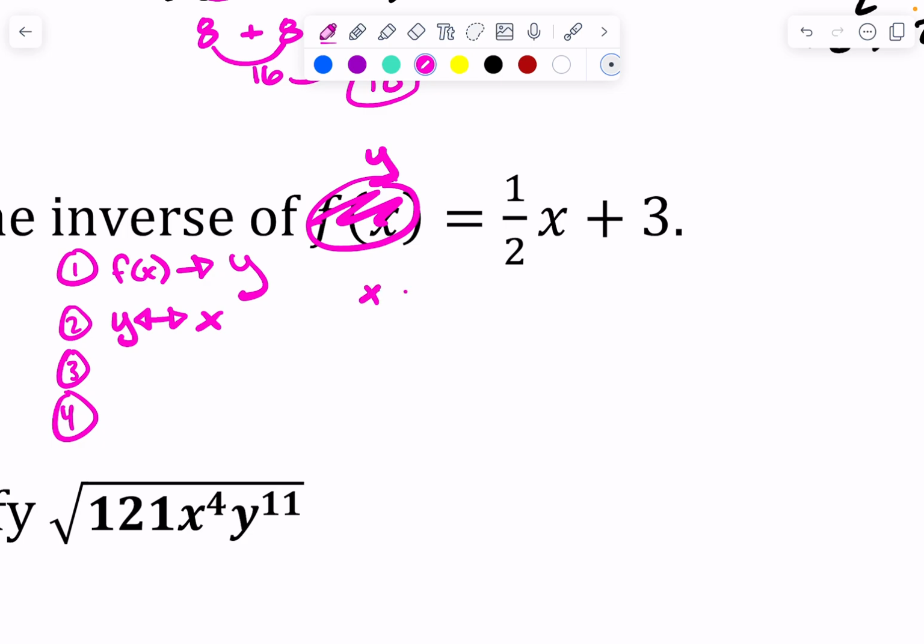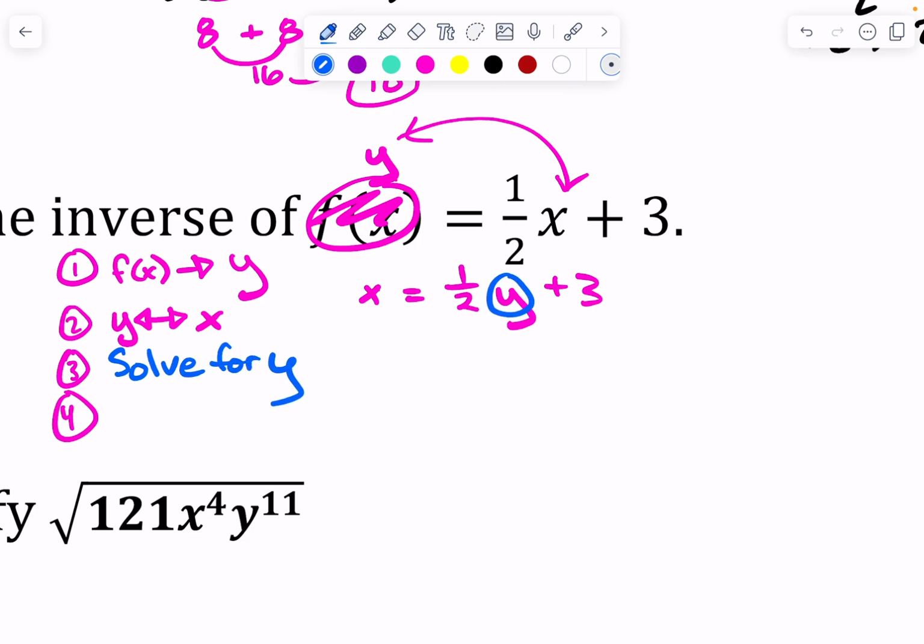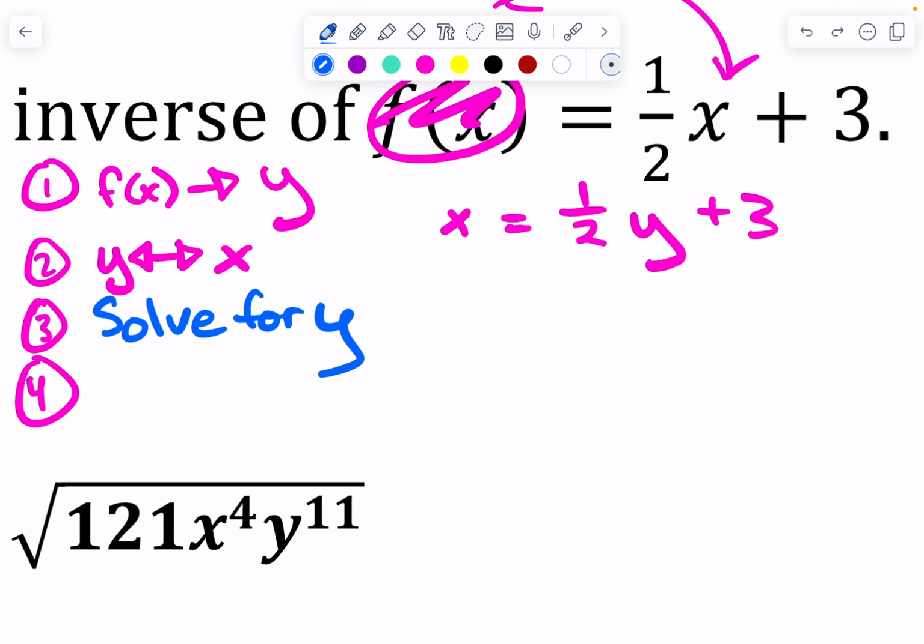So this is now x, and I have 1/2 y plus 3, okay? Those two switch places. All right, the third step is the longest one. I'm going to do it in a different color. Solve for y. Now I want to get this y by itself, okay? So I'm going to solve for y.